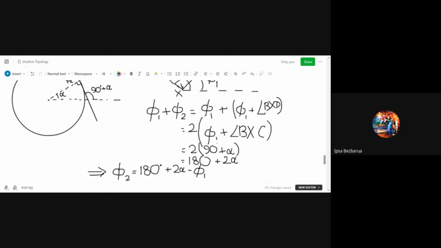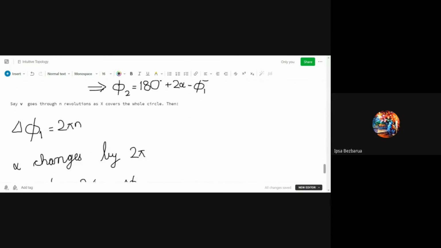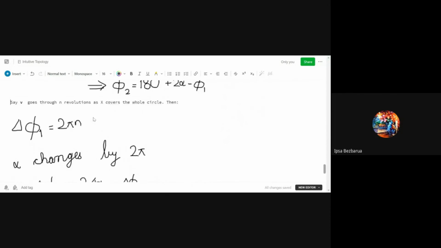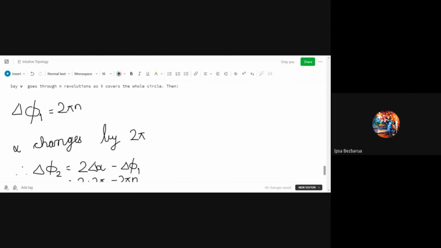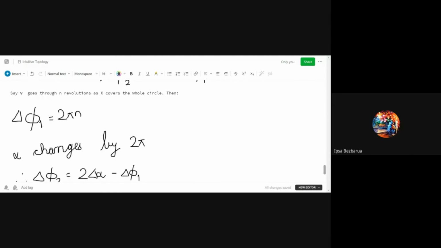Now suppose V goes through n revolutions as x covers the whole circle. So when I'm considering the index, I have to move over this entire circle and assume V performs n revolutions. Then delta phi1 is going to be twice pi n. Alpha, which is the reference angle formed by the point x with reference to the center of the circle, is going to change by twice pi because I'm moving across the circle.